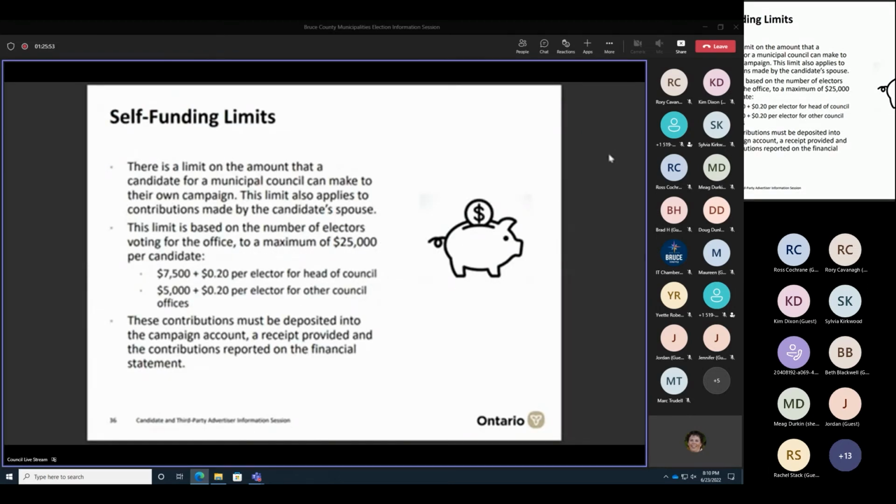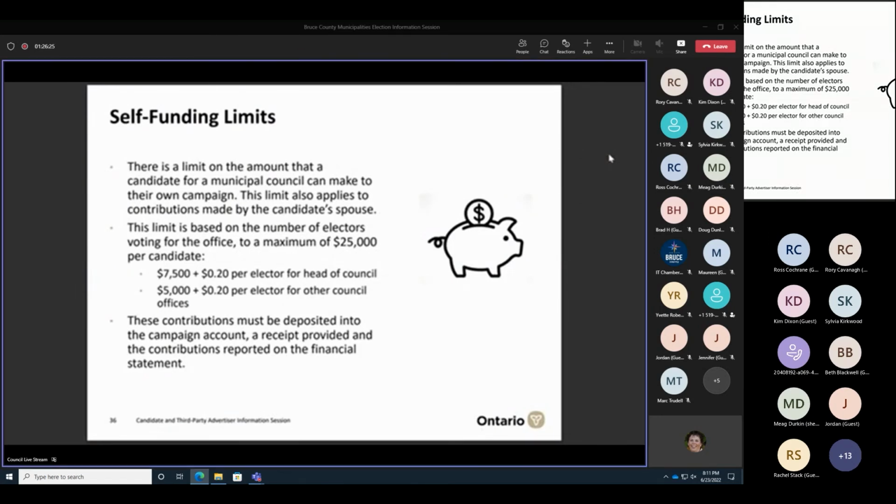Self-funding limits. Self-funding limit for municipal council candidates is based on the number of electors voting for the office, to a maximum of $25,000 per candidate. The formula for calculating the limit is $7,500 plus 20 cents per elector for head of council, and $5,000 plus 20 cents per elector for other council offices. The highest self-funding limit that anyone can possibly have is $25,000.